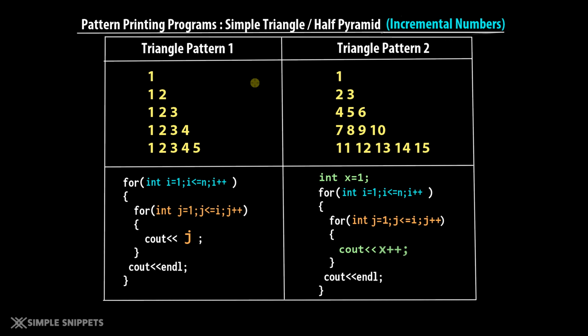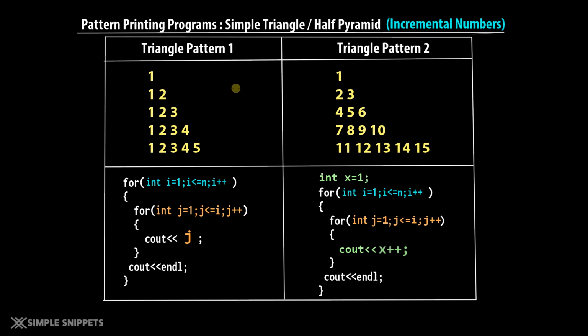Welcome back to another video tutorial on pattern printing programs, and let's continue with two more triangle patterns. As you can see, these are again incremental numbers and they come with a simple triangle, which is also known as half pyramid pattern style. If you've watched this entire pattern printing series, this is what we've been doing so far. In the previous tutorial we saw 4 different triangle patterns and all of them were incremental numbers only.